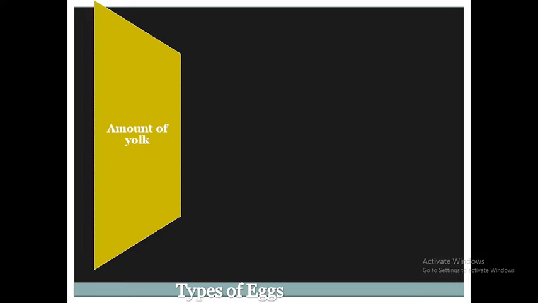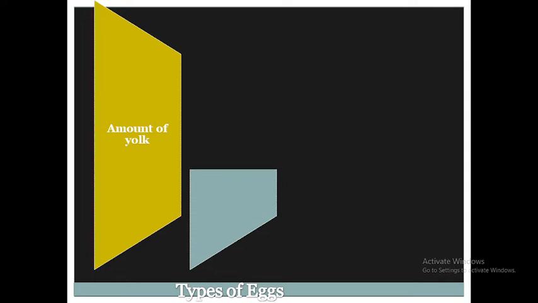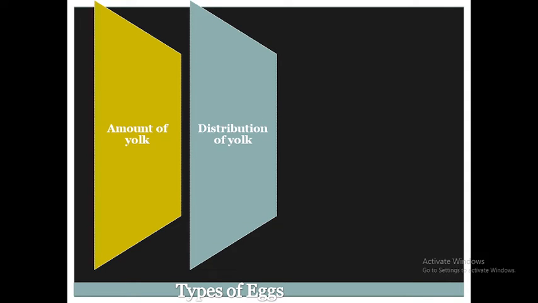So eggs can be divided into four different types. One type depends upon the amount of yolk. The second type is based upon the distribution of yolk: if yolk is present, then how the yolk is distributed.